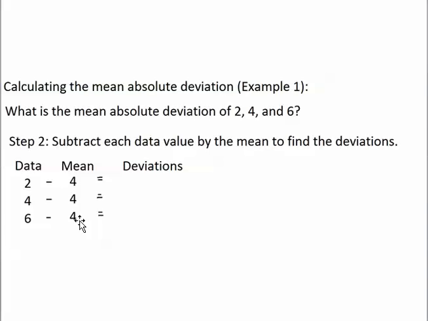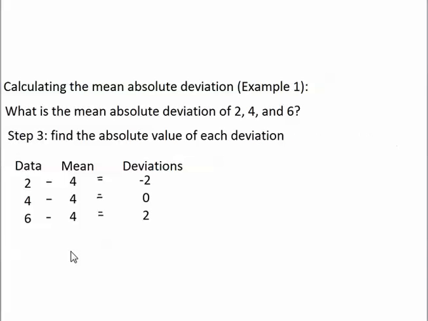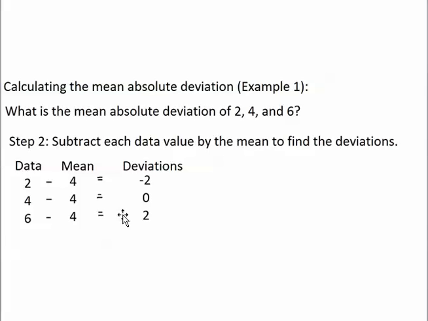If we subtract them one at a time, 2 minus 4 gives us a deviation of -2. 4 minus 4 gives us a deviation of 0. And 6 minus 4 gives us a deviation of +2. And we see that each data value has its own deviation. And what the deviation shows is how far the data value is below the mean, or how far the data value is above the mean.